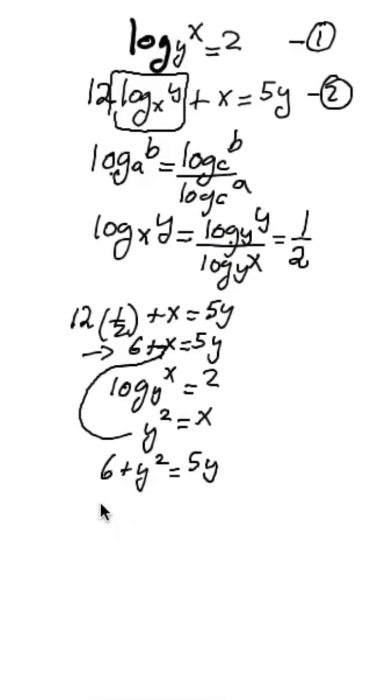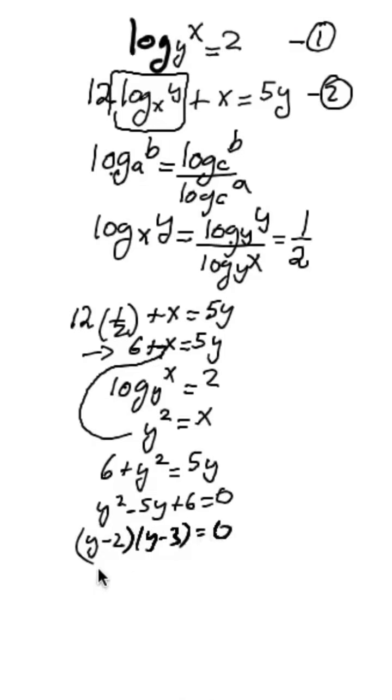We can bring everything to one side. So y squared minus 5y plus 6 is equal to 0. Awesome. Now we have one variable. We can just factor. So this would become y minus 2 times y minus 3 is equal to 0. This tells us that y is either equal to 2 or y is equal to 3.